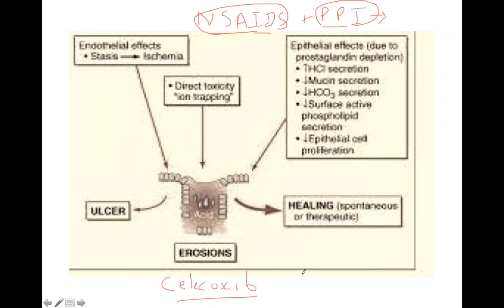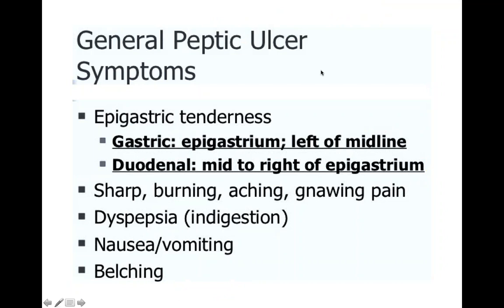So this is one of the NSAIDs or any drugs. This is another cause of dyspepsia. Another cause of dyspepsia can be ulcers due to any cause. H. pylori infection is the main cause, but there can be other causes also of ulcers. As I said, the patient can have gastric ulcer or duodenal ulcer. So dyspepsia will occur, nausea, vomiting, belching, and sharp burning pain.